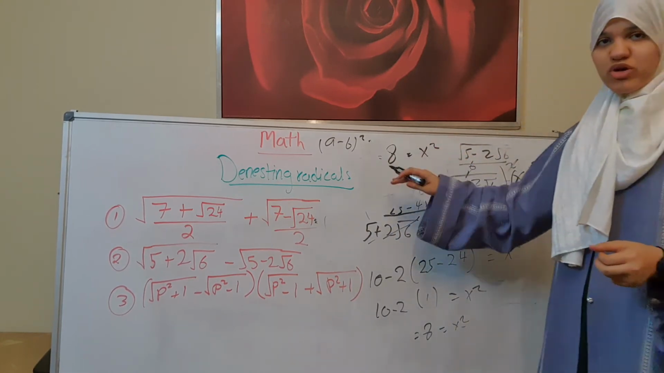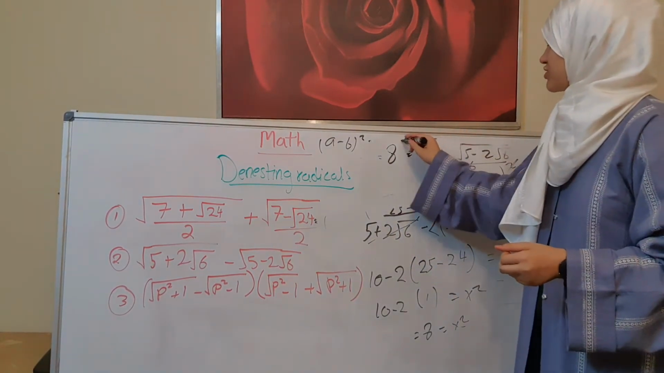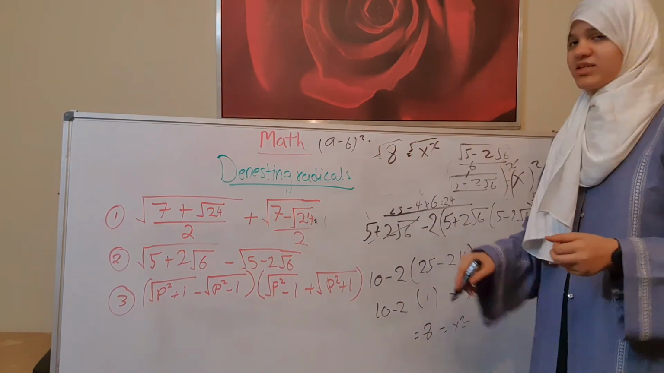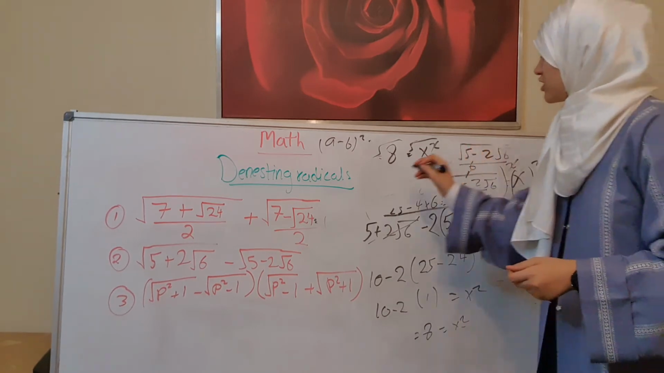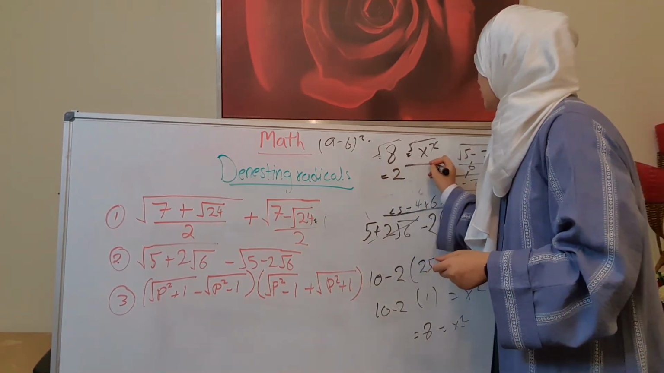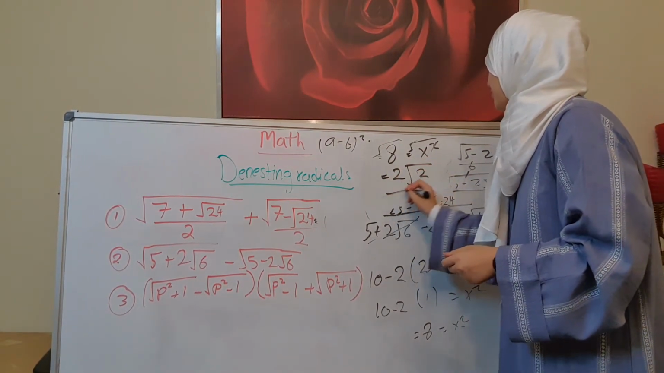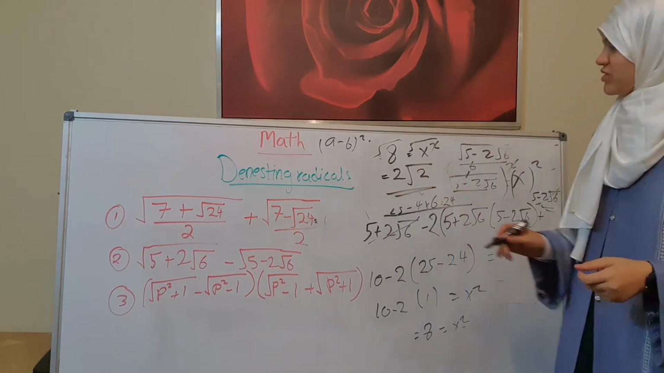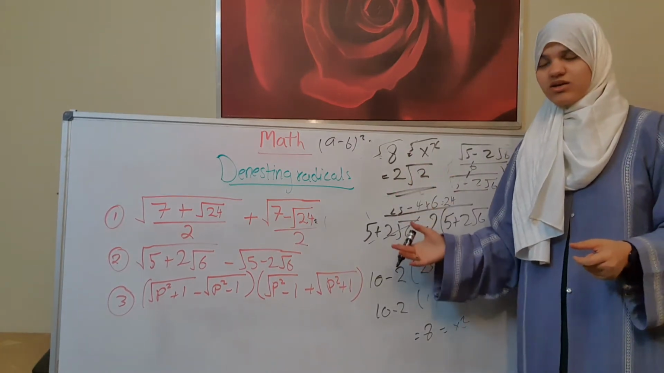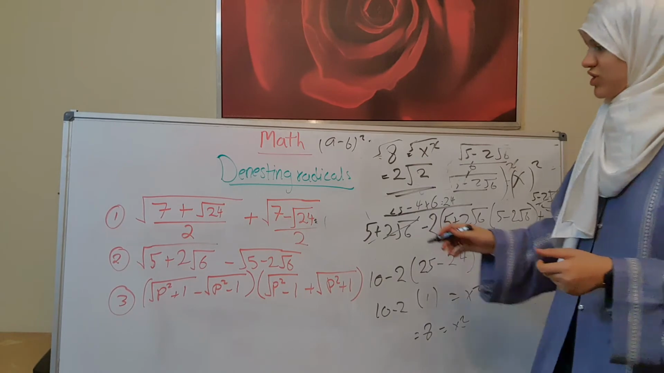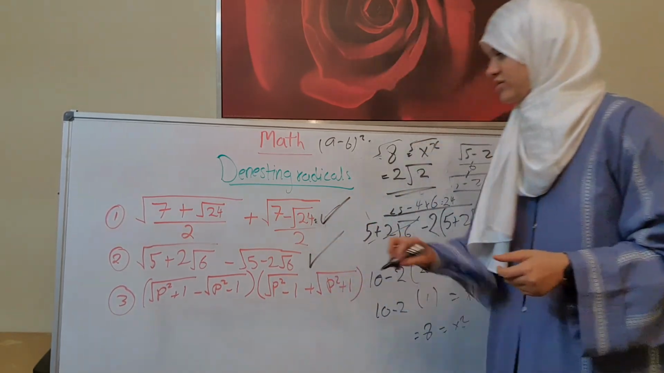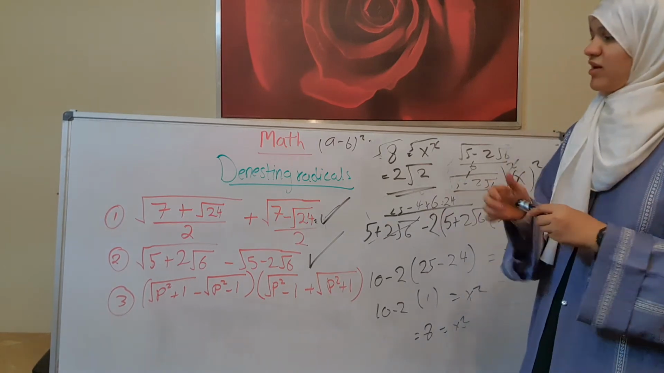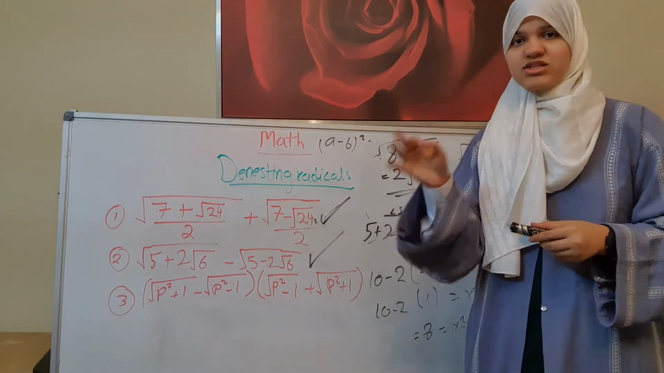We take the square root of both sides. Radical 8 can be simplified to 2 radical 2. So the final answer is equal to 2 radical 2. So this is the final answer for the second question. That means the first and the second questions are done. Now let us go to the third question.